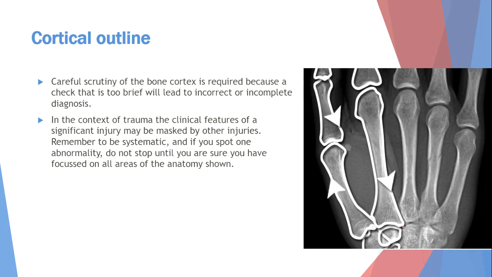Careful scrutiny of the bone cortex is required because a check that is too brief will lead to incorrect or incomplete diagnosis. In the context of trauma, the clinical features of a significant injury may be masked by other injuries. Remember to be systematic. If you spot one abnormality, do not stop until you are sure you have focused on all areas of the anatomy shown.